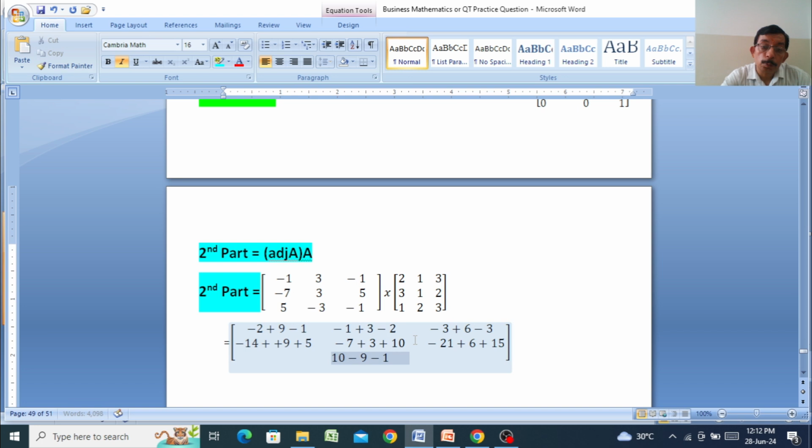Now we come to the second column. 5 is multiplied by 1, the result is 5. -3 multiplied by 1, the result is -3. -1 is multiplied by 2, the result is -2. 5 is multiplied by 3, result is 15. -3 multiplied by 2, -6. -1 is multiplied by 3, -3.